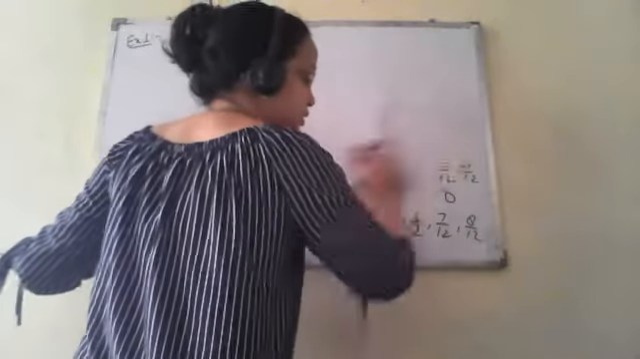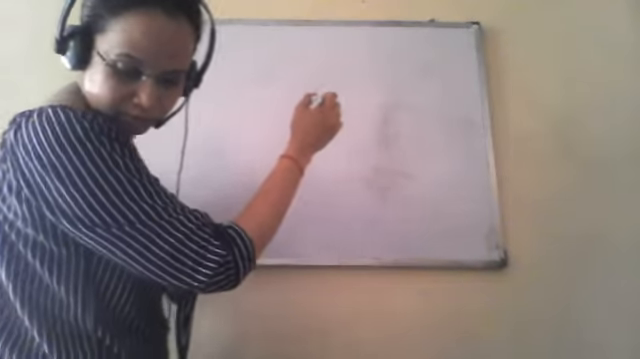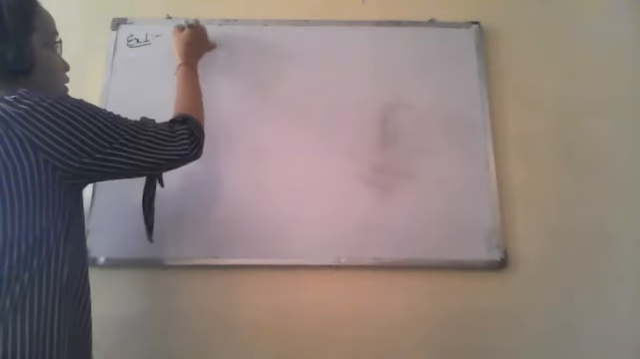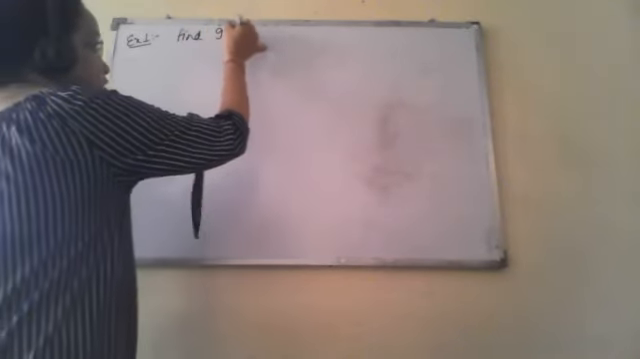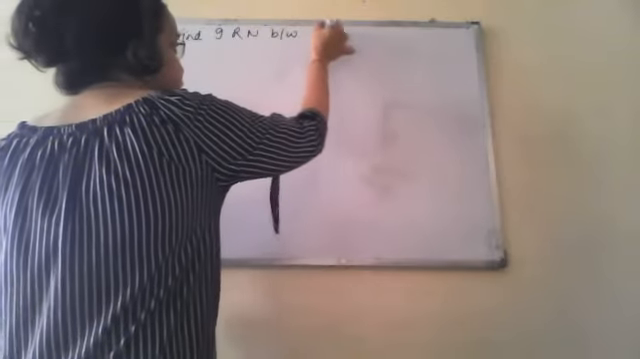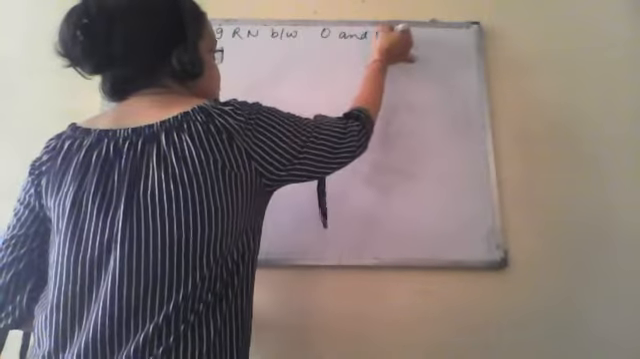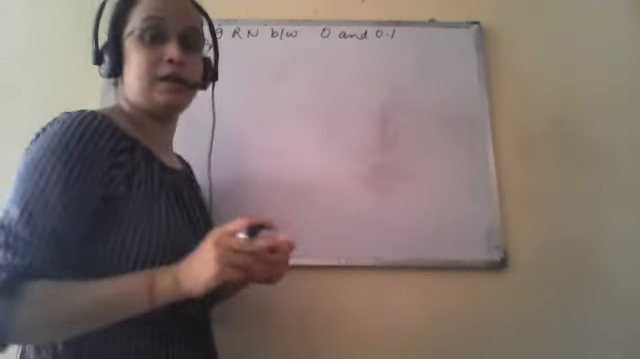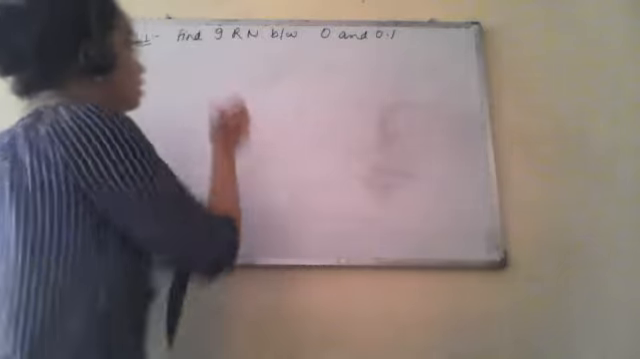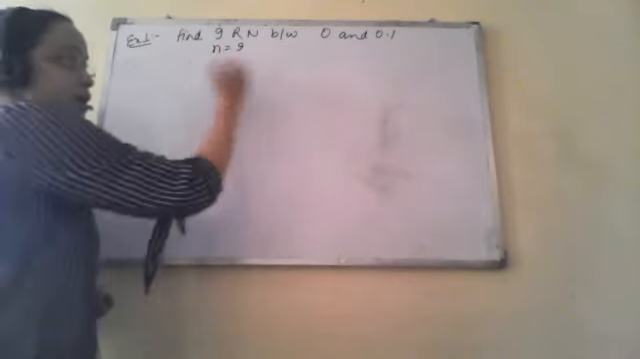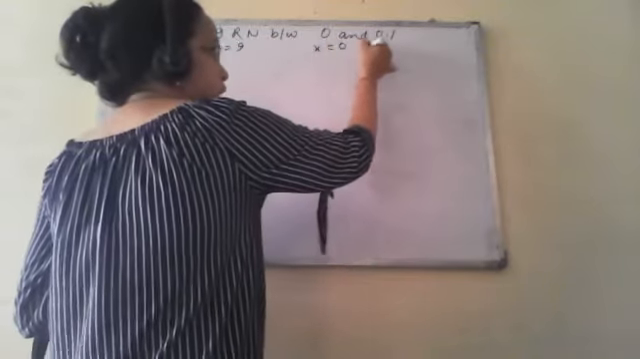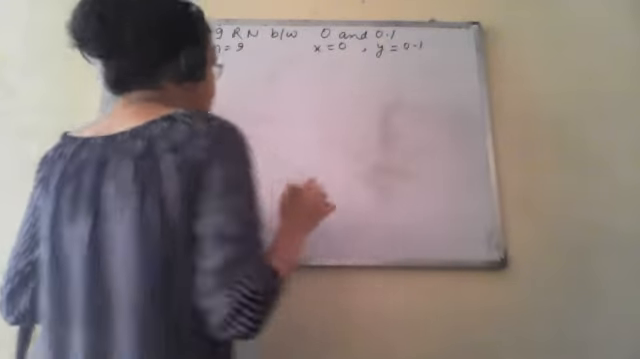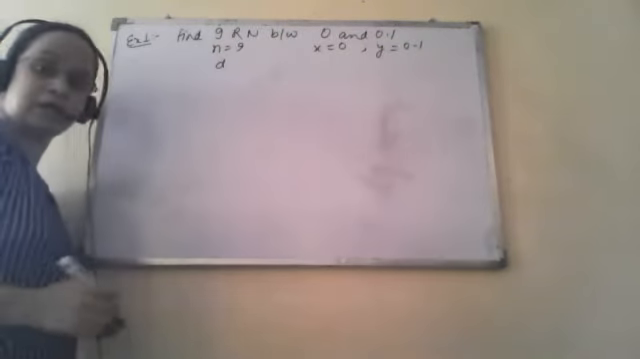Now we will take one decimal, like find 9 rational numbers between 0 and 0.1. Okay, so this I will explain by the D method, or finding the common difference method. This is our n equals 9, and x is our 0 and y is our 0.1. So for the formula D, first we have to find the D, that was common difference.